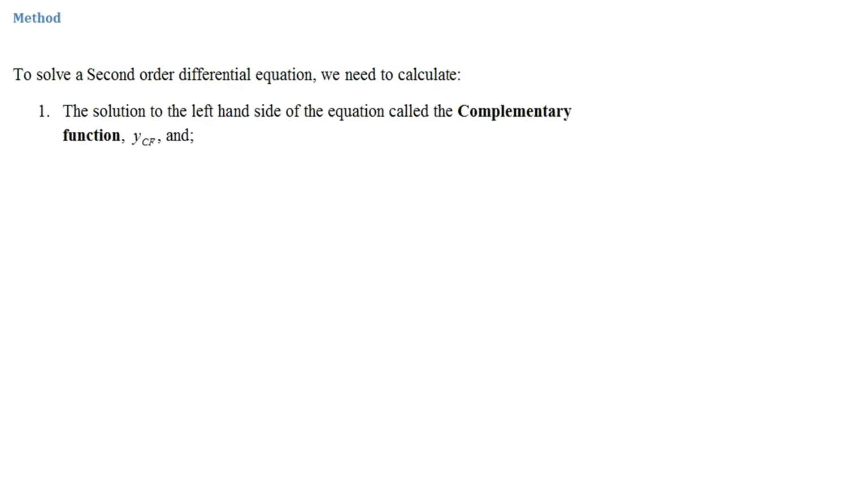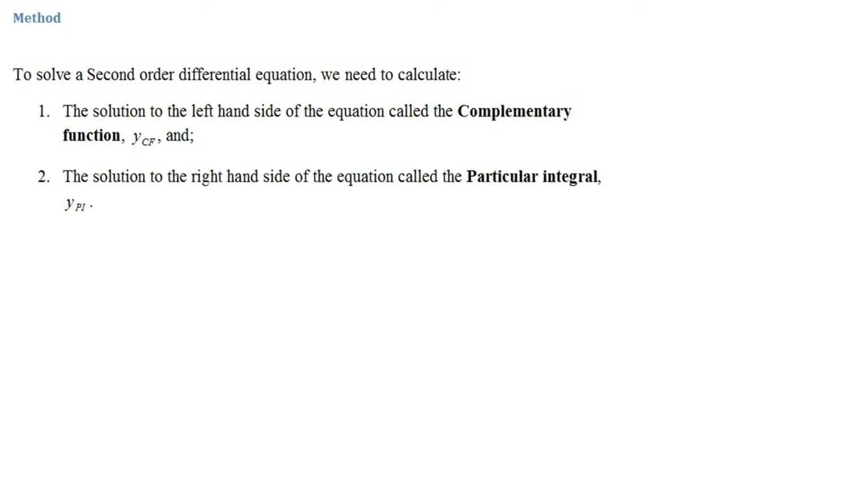So let me explain the methods. To solve a second order differential equation, we need to calculate, number one, the solution to the left hand side of your equation, and the solution to the left hand side is called the complementary function, and we use y suffix cf to mean the complementary function, i.e. the solution to the left hand side of your equation. And number two, we need to calculate the solution to the right hand side of the equation, and that is called the particular integral, denoted by y suffix pi.